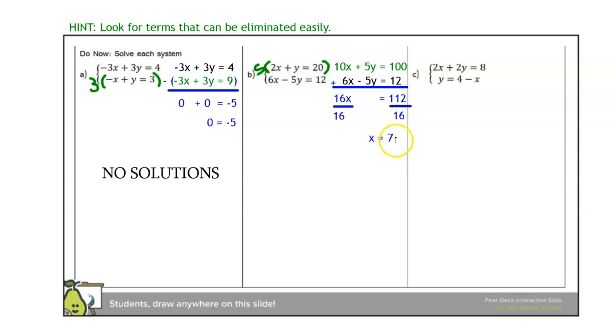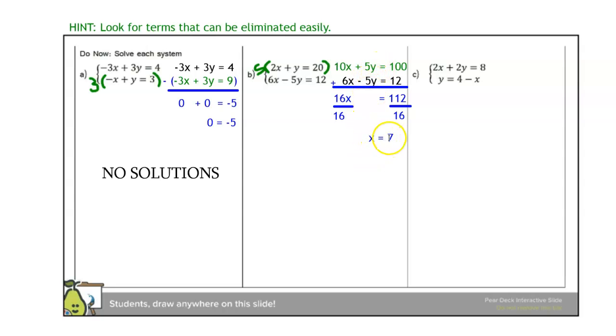And I get x equals 7. Now notice in this previous problem, I found that there were no solutions very early on. Once I did the elimination, I found 0 is equal to negative 5. That instantly tells me there's no solutions, right? Because the x's and the y's both canceled out, both eliminated. Here, I was able to eliminate a y, but I got a value for x.